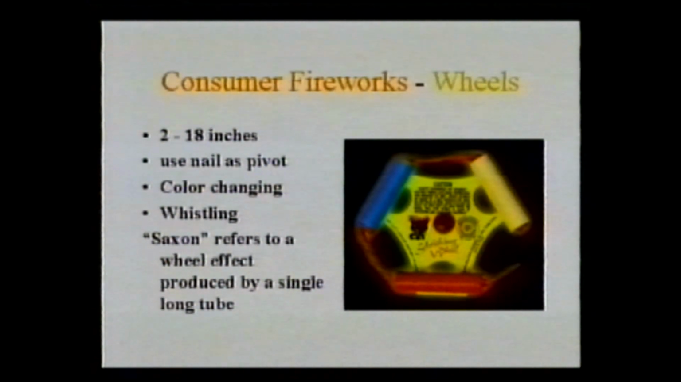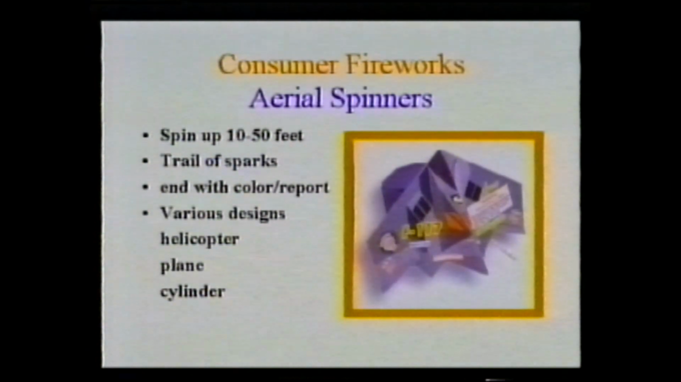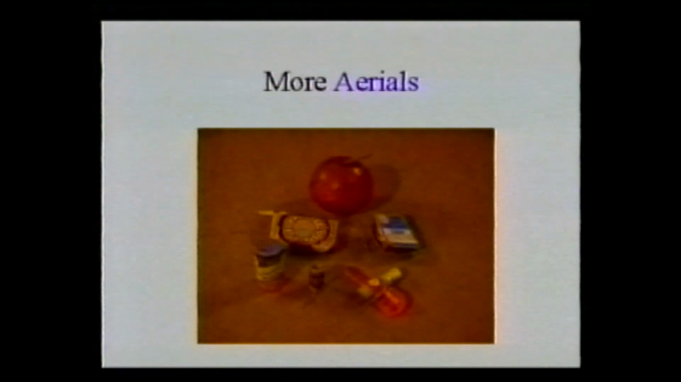The next type of consumer firework we'll talk about are spinners. Aerial spinners actually are simply wheels that don't have a pivot point attached to anything, so they spin up into the air, some as high as 50 feet, leaving a trail of sparks, and they can end with a color or a report. There are various designs that can shoot up into the air. Some have wings, some don't. It all depends on the aerodynamics of the material being used.